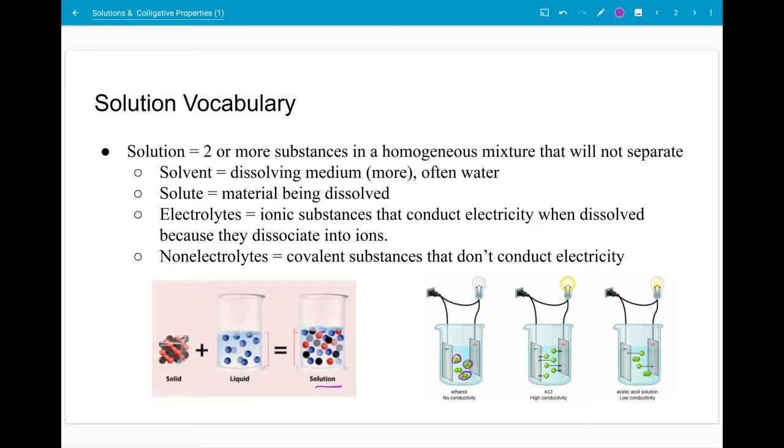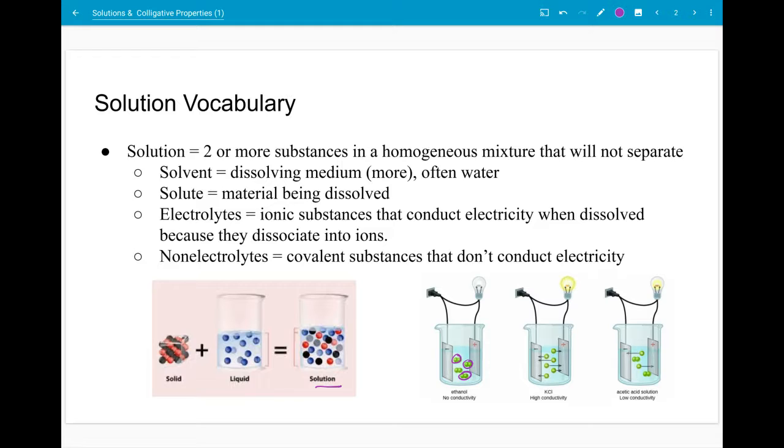So before we get too into this, I want to make sure you understand the solution vocabulary. First off, a solution is two or more substances in a homogeneous mixture that will not separate. It's made up of both a solute and a solvent. A solvent is the thing that is more, it is your dissolving medium, and actually water is considered the universal solvent. The solute is the material being dissolved, and so that's usually the thing that's less.